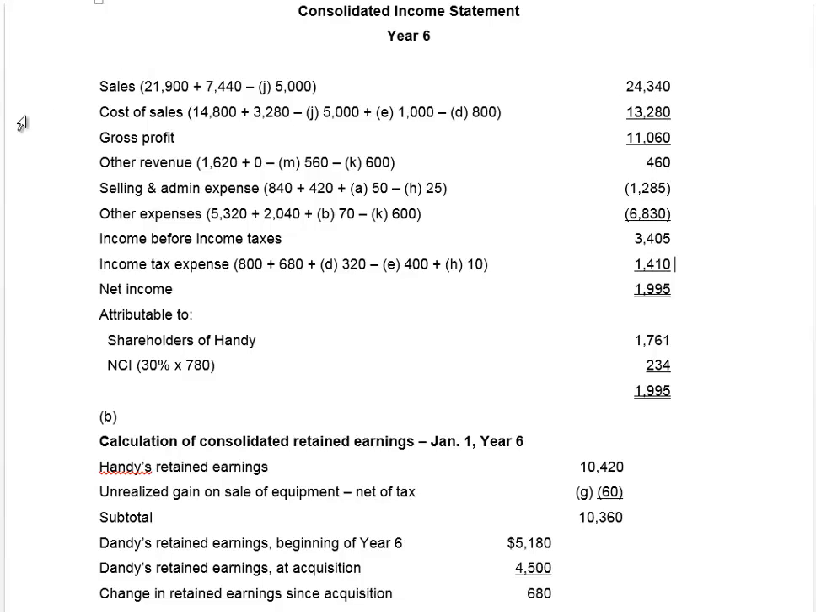So now we're starting with sales, and you'll notice we take the sales of the parent and the sub added together, but we've deducted the intercompany sale that happened between the sub and the parent this year. So the sales revenue is reduced because it's sold to a related party. And whoever picked up the inventory, whoever the buyer was, intercompany, we're also going to reduce their cost of sales.